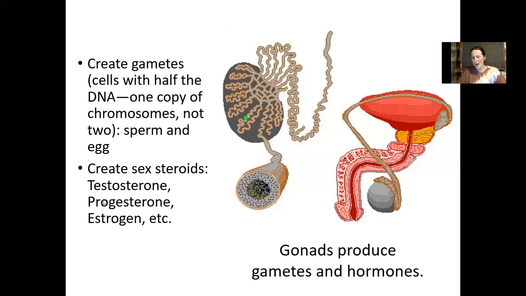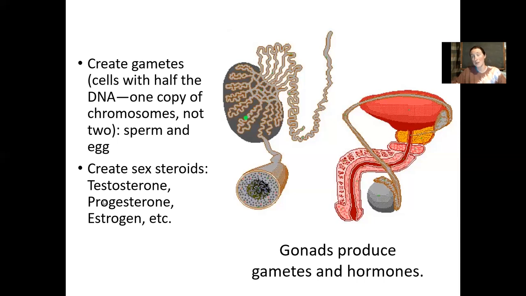They can drive the development of secondary sex characteristics, like growing a beard or growing breasts. They can drive behavior. They can drive cycles, as we're going to see here today. Again, the reproductive system is creating gametes and it is creating hormones. And that is really going to be the focus of today's lesson.